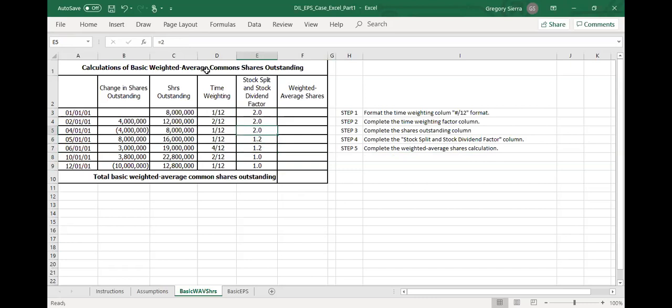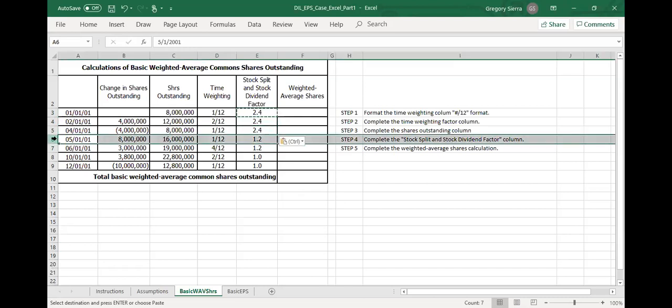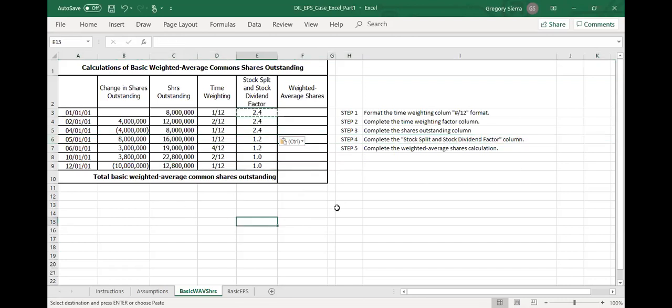Multiply every row above by the stock split or stock dividend factor. So you have to multiply it by 2 by 1.2. And this is the row where the stock split occurred. Okay. All right. And then here it's just shares outstanding times the time weighting factor times the stock split or stock dividend factor.